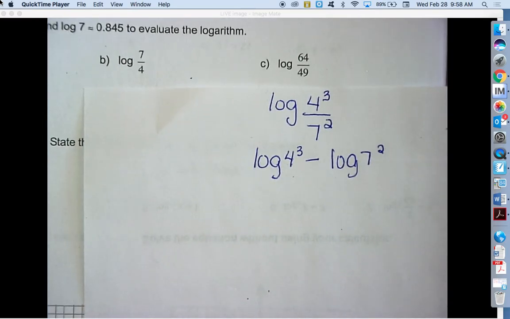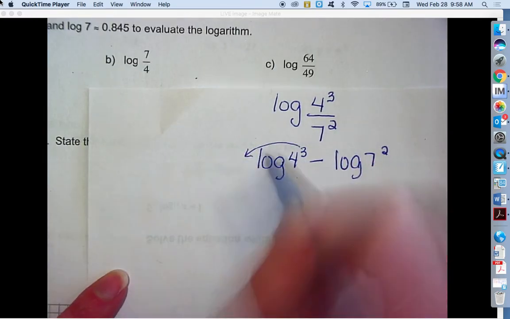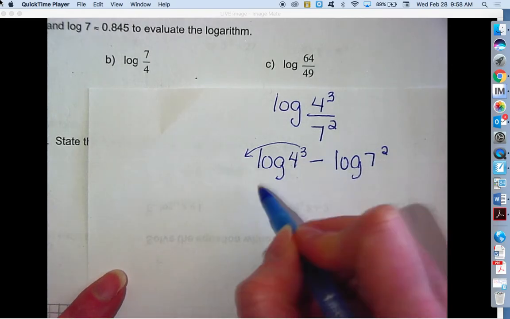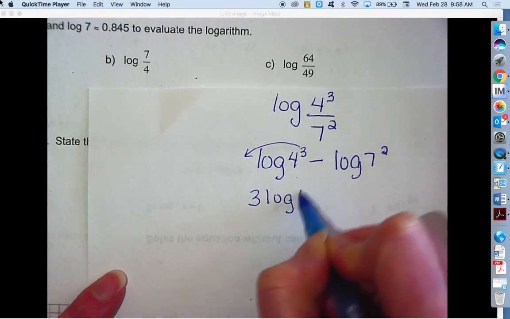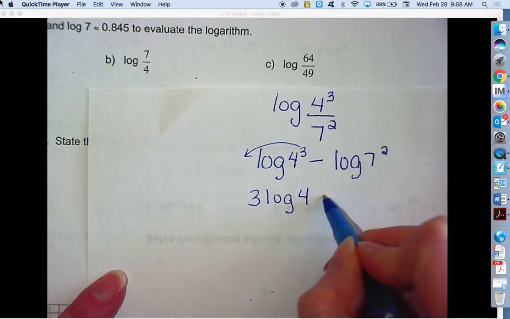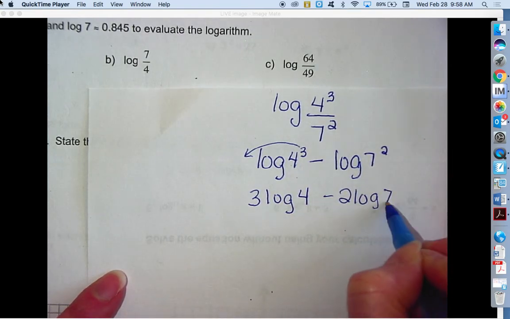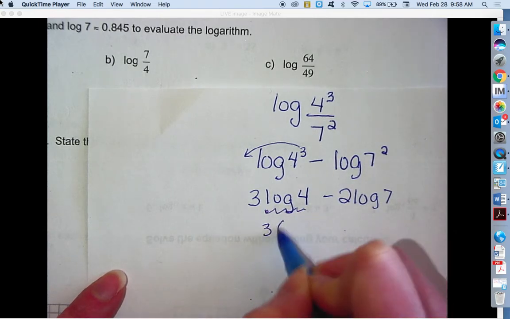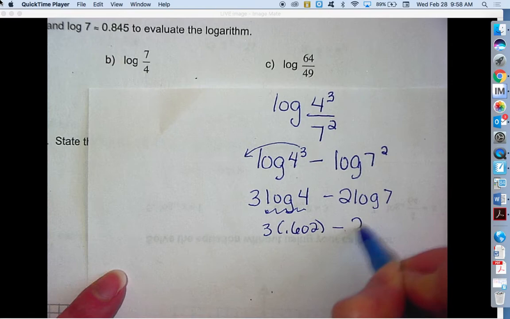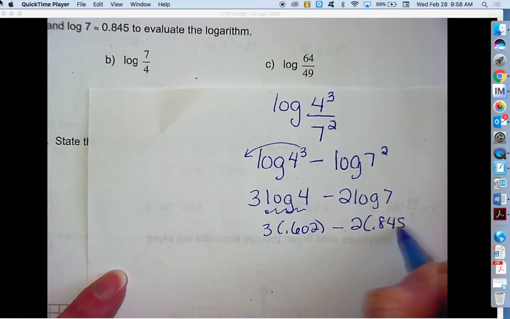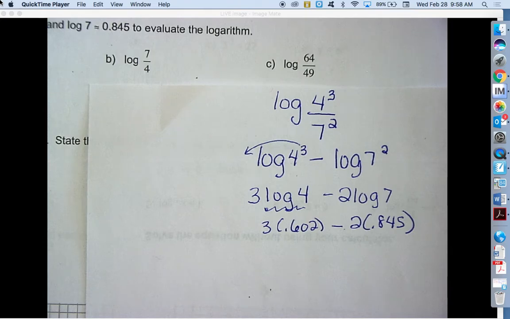Okay, so we still need to continue on because it's not quite done being expanded. What else do you have to do to expand it? Move the exponent to the front. Right. That's the power property. So if something is being cubed, you're moving that power to the front. So now we have 3 times the log of 4 minus 2 times the log of 7. So this log of 4 becomes 0.602, and the log of 7 becomes 0.845. And then you're plugging that into your calculator and you're getting some number, 0.116.